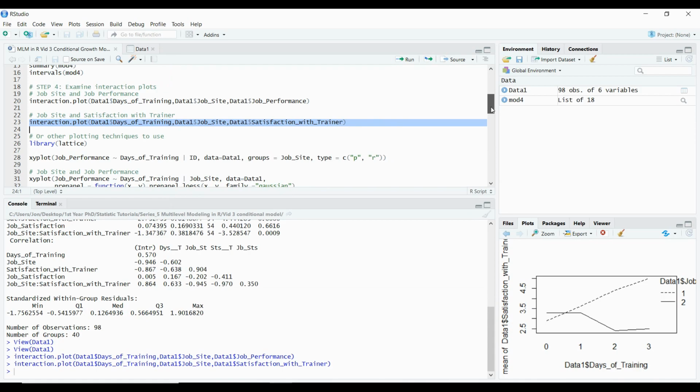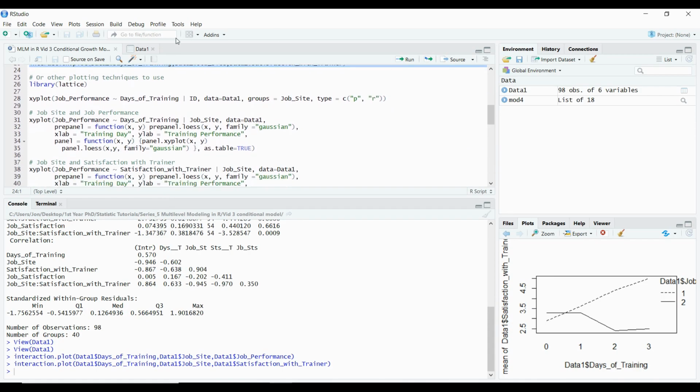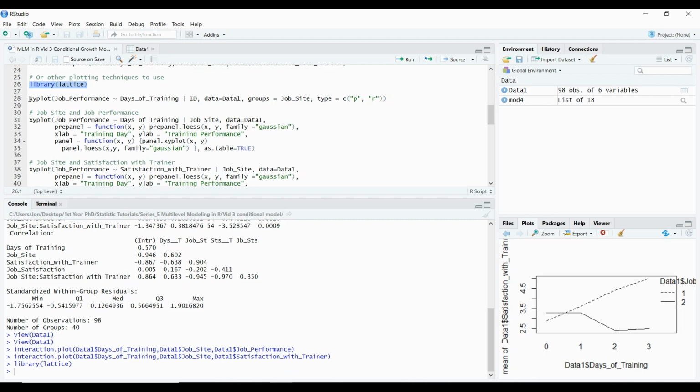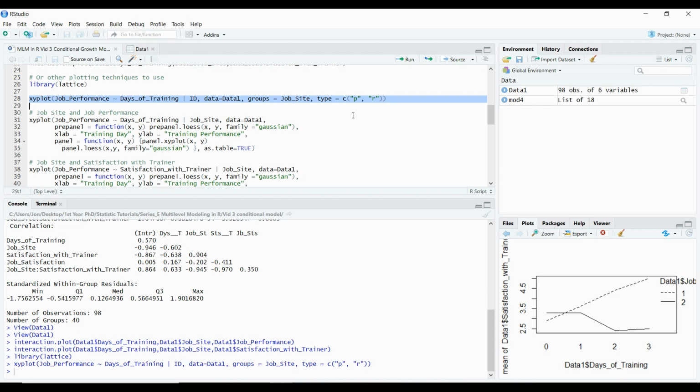But a library that I've been using and like to use is Lattice. I used it in the last video, and I'm going to demonstrate some more plotting here, just different methods on how you might want to interpret some of these plots, or at least have some visuals available to you when going through some of these results. So for example, I can click Run Lattice. We can do a simple XY plot where we have individuals, but we're going to color code them based on job site. So we can run that.